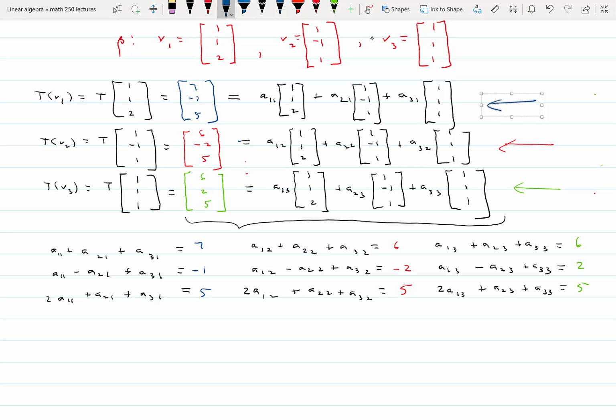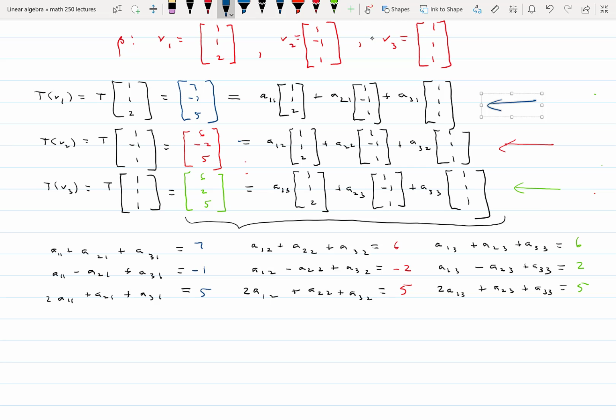Now we could separately solve these systems using a calculator, finding the RREF in each case, or we could super augment a matrix to solve all three at the same time.